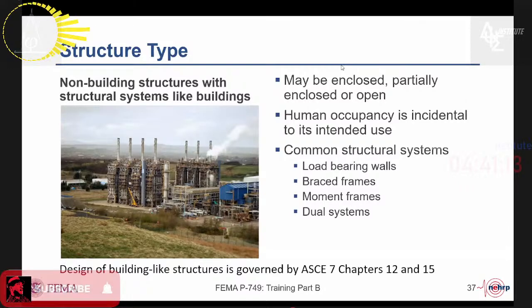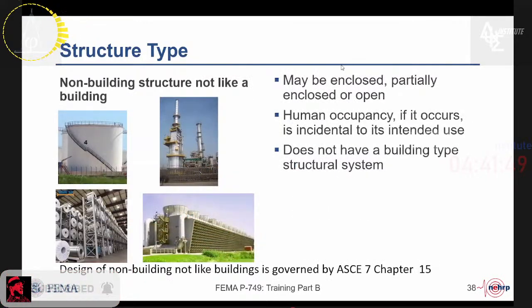Folks that work in industrial design and in transportation structures will find themselves designing structures defined as non-building structures. There are two types of non-building structures. There are non-building structures that have structural systems similar to building structures, that is moment frames, braced frames, dual systems, load-bearing walls, etc. And then there are non-building structures that have structural systems unlike buildings. The requirements for non-building structures are found in ASCE 7, Chapter 15. And here you see some types of non-building structures that have structural systems that are not like those of buildings.